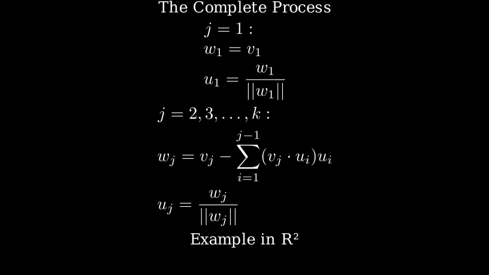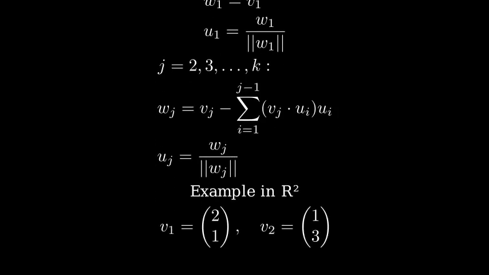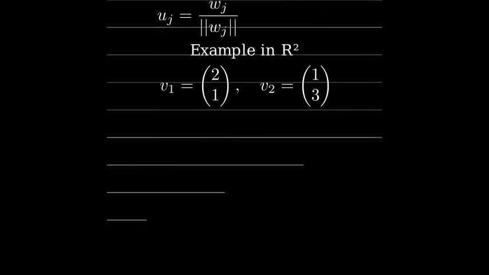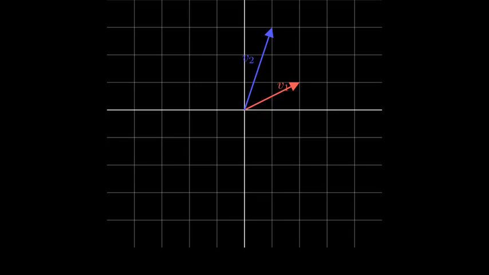Let's work through a simple example in R squared to see the Schmidt process in action. We'll start with two linearly independent vectors, v_1 equals (2, 1) and v_2 equals (1, 3). We'll visualize these in the Cartesian plane. Let's apply the Schmidt process. Step 1 is to normalize v_1.